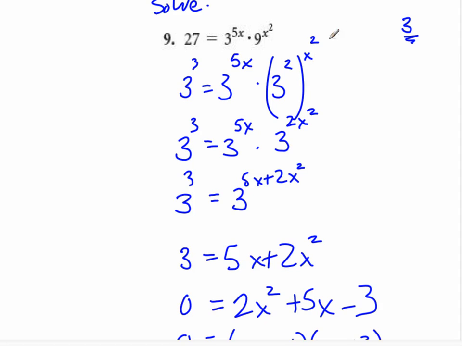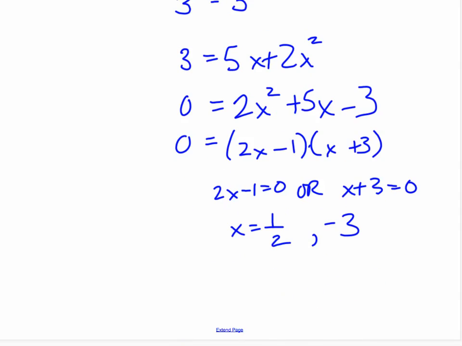Am I doing this right? Negative 3 squared is 9 times 2, that'd be 18. And negative 3 times 5 is negative 15. So I have 18 and negative 15 is positive 3, and that's what I have on the other side. So that one works, and I probably should check the other one too. Anyway, that's how you do that one.